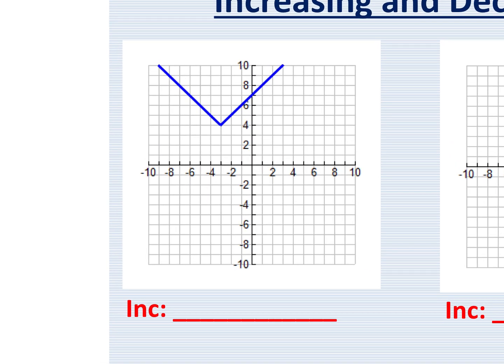Okay? So, Little Muchacho is going to help us out. Here's what I need you to notice. As he starts on the left right there, which direction is he going? Down. He's going to go down and down and down until he reaches a point. What is that point he reaches?